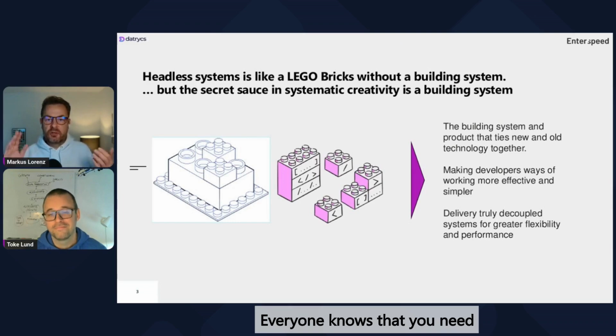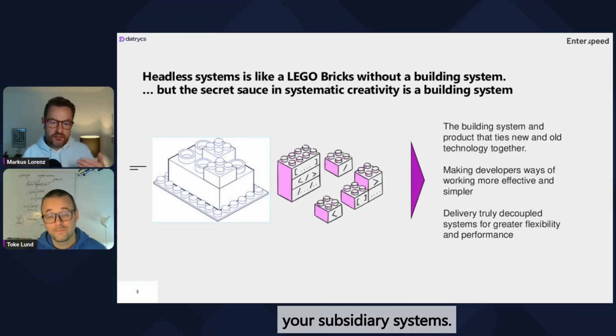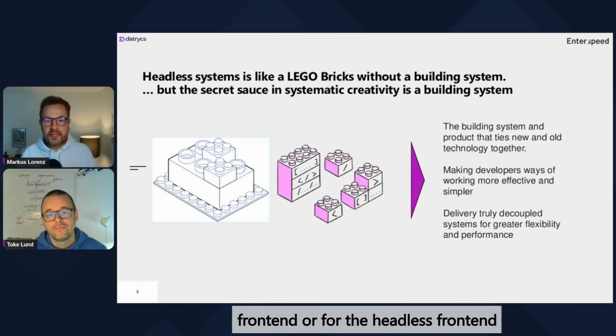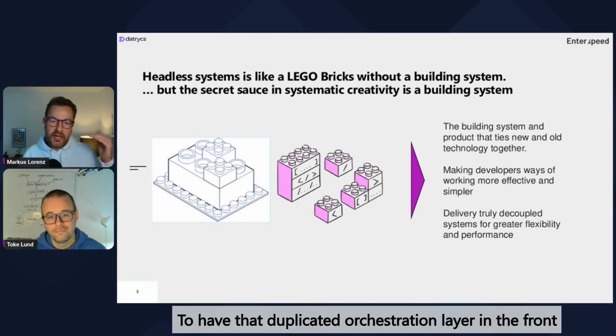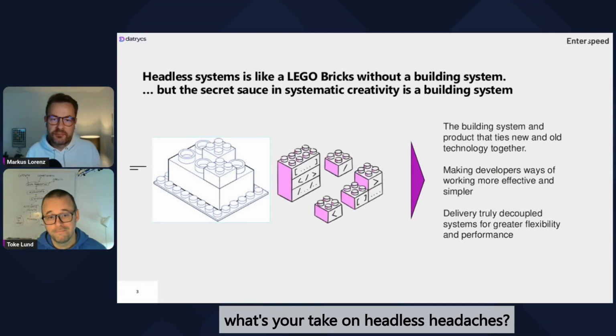Yeah, everyone knows that you need something like streaming or message brokering, like Kafka or something else, for your subsidiary systems. But the way of thinking for the headless front end is actually not there, to have that orchestration layer in the front to swap the systems out. So, to put it in a nutshell, Toke, what's your take on headless headaches?